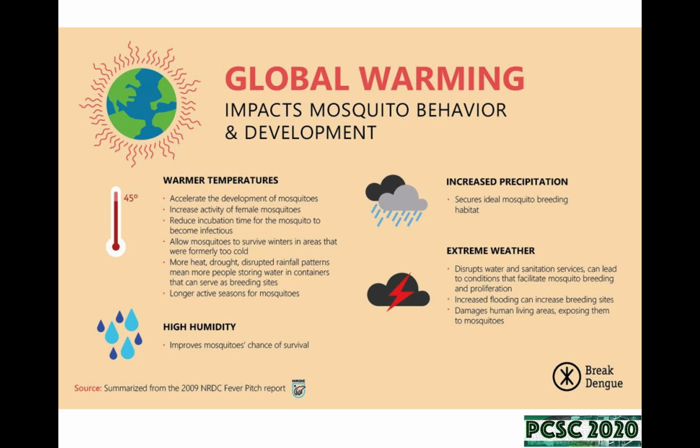Take, for example, the effect of global warming on mosquitoes. When the temperature gets warmer, it can accelerate the development of mosquitoes. It can reduce the incubation time for the mosquito to become infectious. For some people, it implies that they will be storing more water in containers that serve as breeding sites for some mosquitoes, and this also provides longer active seasons for mosquitoes. High humidity provides a high survival chance for mosquitoes. And extreme weather sometimes may disrupt sanitation services, leading to mosquito breeding and proliferation, and exposing humans to mosquitoes after their houses are damaged by extreme weather.